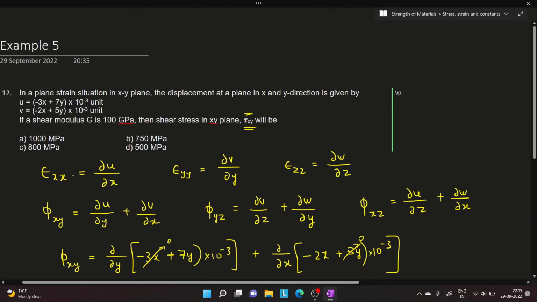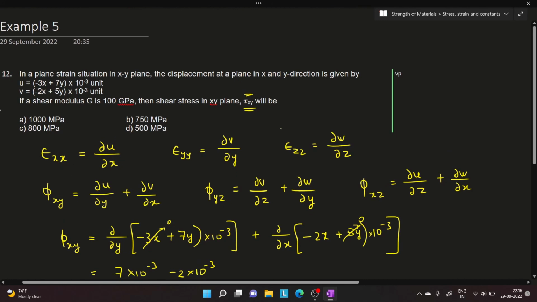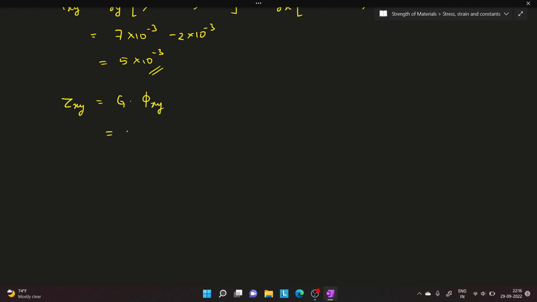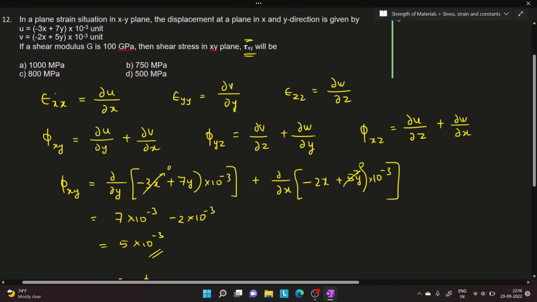They've asked me to calculate the shear stress here. So the shear stress in the xy plane is going to be G into phi xy, which is nothing but G given as 100 gigapascal, that is 100 into 10 to the power of 9, into the phi value, which is 5 into 10 to the power of minus 3, which is nothing but 500 into 10 to the power of 6, which is nothing but 500 megapascal. Right, so the correct answer would be option D.